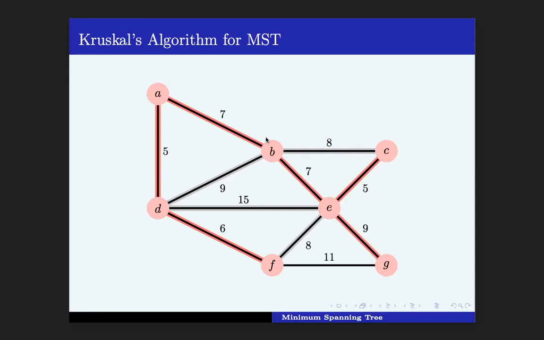Okay, so we can sort the edges according to the weight. Exactly. If you sort the edges according to the weight, the total time taken for sorting is order E log E. And then we have the sorted edges.